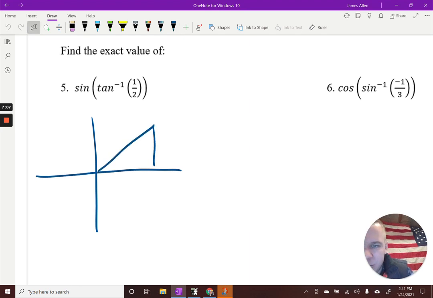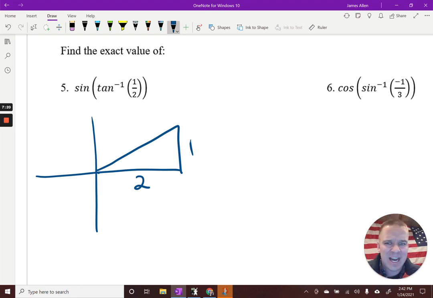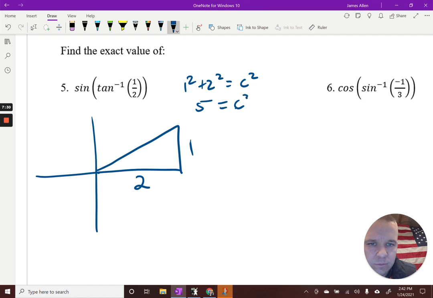Opposite over adjacent. Maybe I'll draw it a little better. Oops. Or not. One sec. And there we go. Opposite is 1, and then adjacent is 2. Again, that's not a nice one, so I'm going to have to do a little Pythagorean theorem. 1 squared plus 2 squared is equal to c squared. So that'd be 5. And then I'll take the square root on both sides. So it's just going to be root 5. That's not even going to simplify. And obviously I'm not going to deal with the negative because it's my hypotenuse. Alrighty. Lovely. Wonderful. Cool. So this is my angle theta.